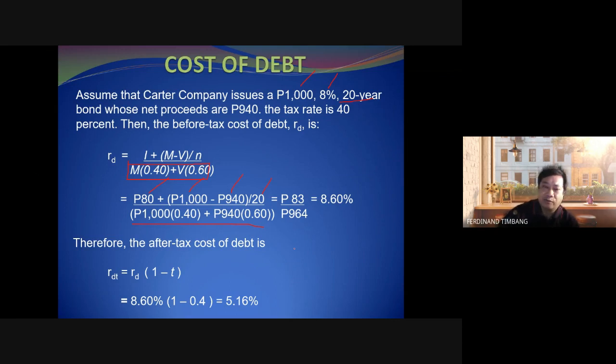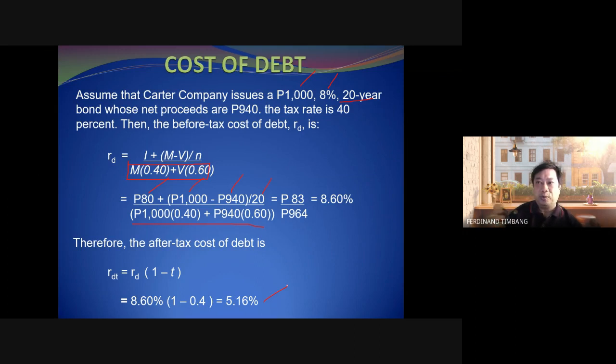Now to get the after tax cost of debt, we have the RD times the 1 minus T. So we have now the 8.6% times 1 minus 0.4. So you get 5.16%. So you already actually studied this in your, I do not know if it is financial management or financial market. So anyway, the cost of debt after tax is 5.16.